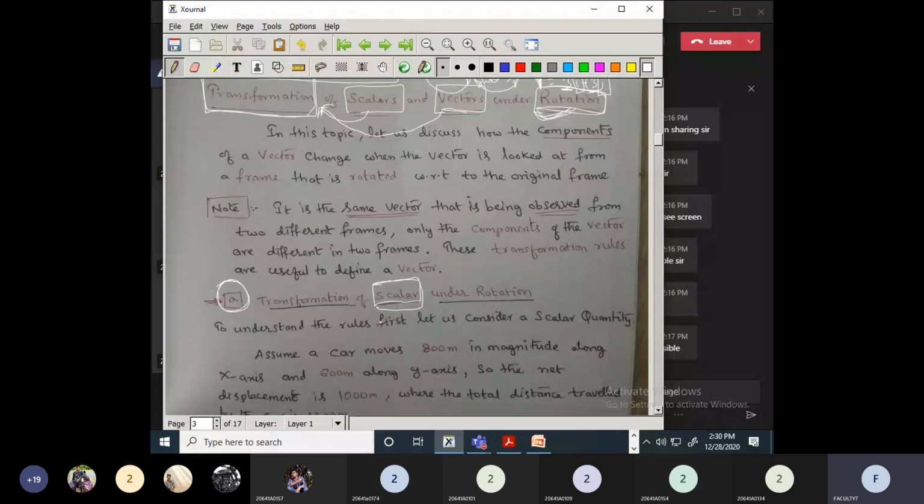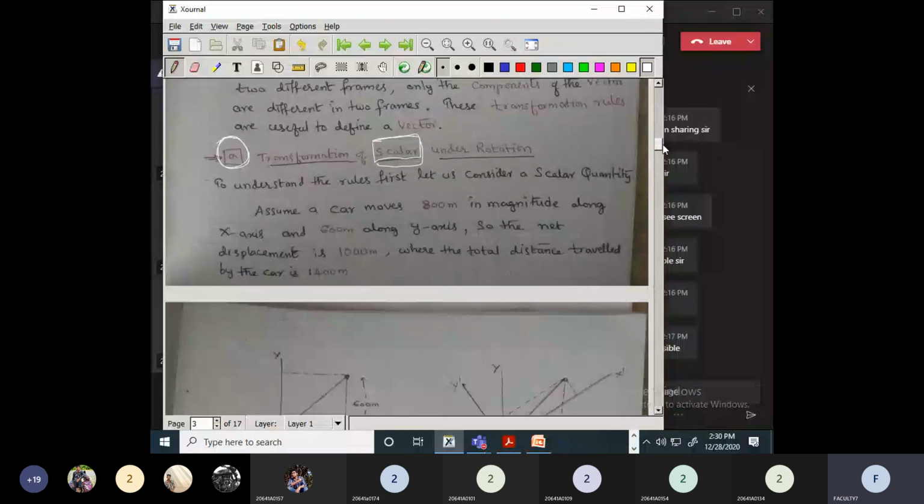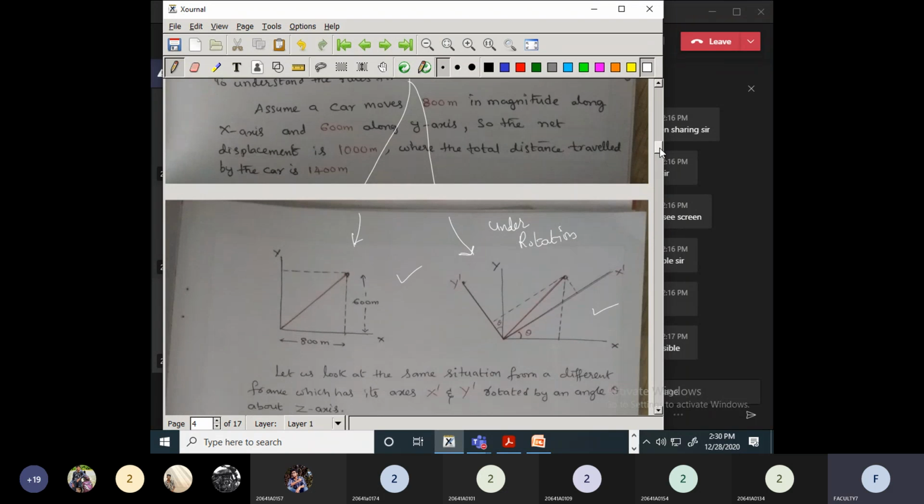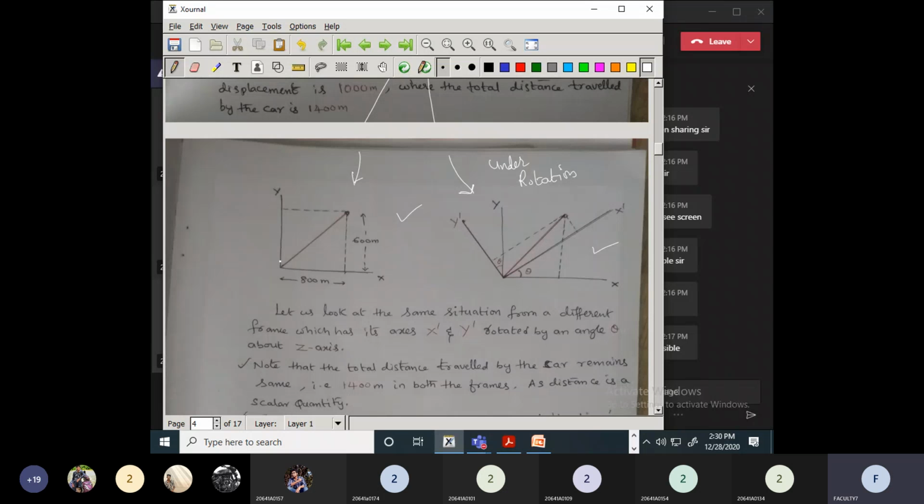Now what is the result here? We had considered an example. For a scalar, we are going to verify here. Now this is without rotation. Thereafter, this is under rotation. So you compare the first and the second diagram. Now what did we compare between these two diagrams?